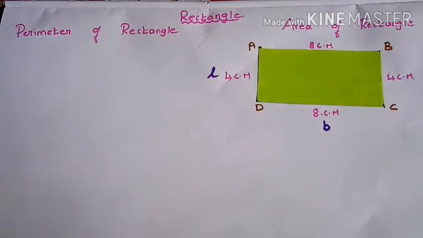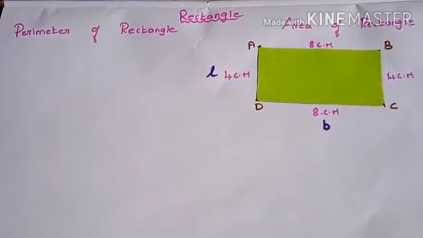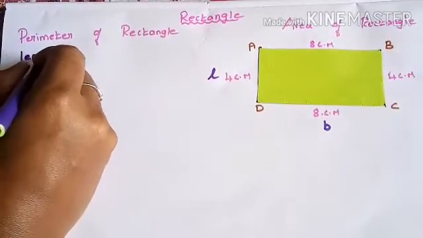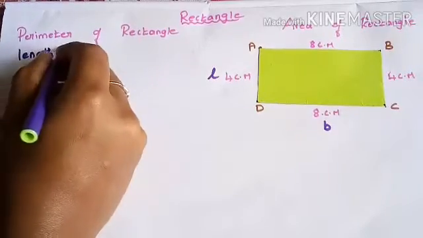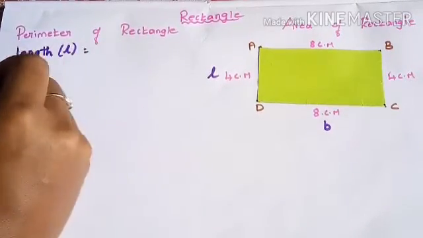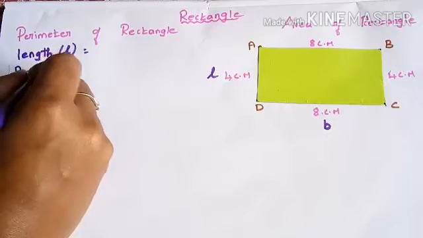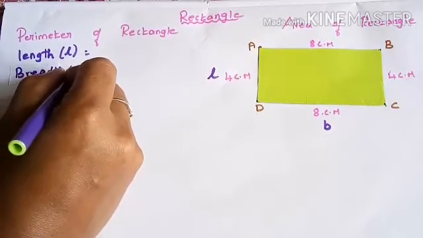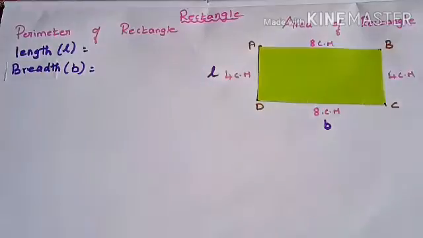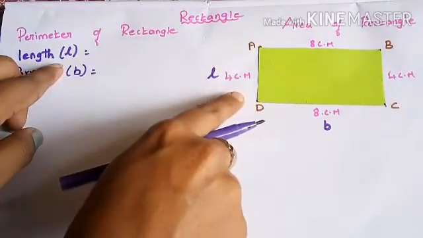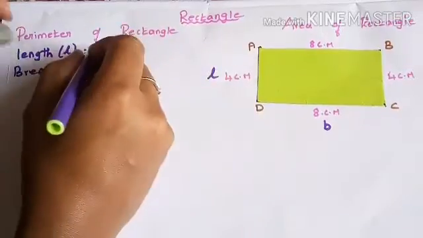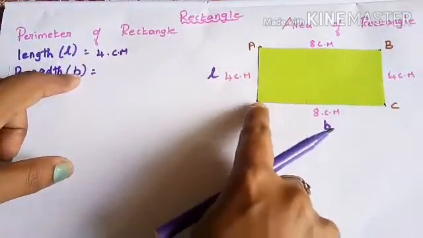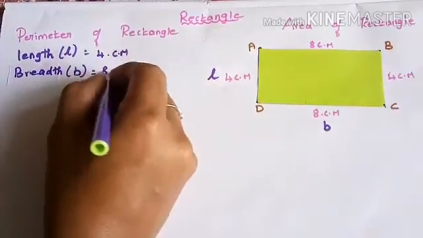Okay. Let's write length. Length short form is L and breadth. Breadth short form is B. Okay, tell me what is the length? Length of rectangle 4 centimeter. And what is the breadth of rectangle? 8 centimeter. Got it?